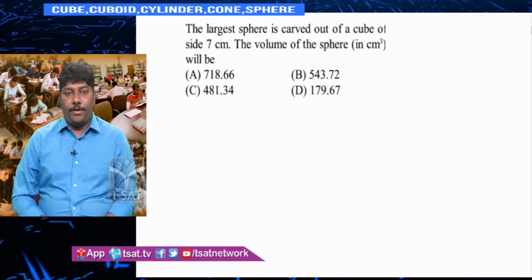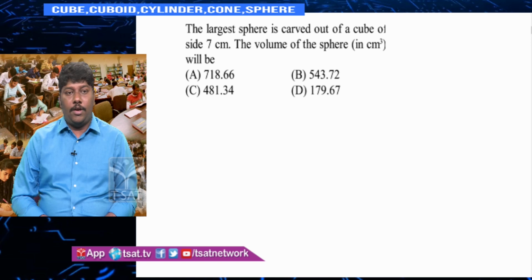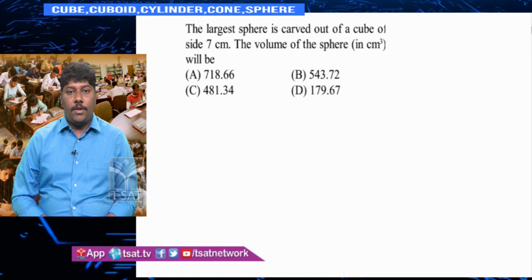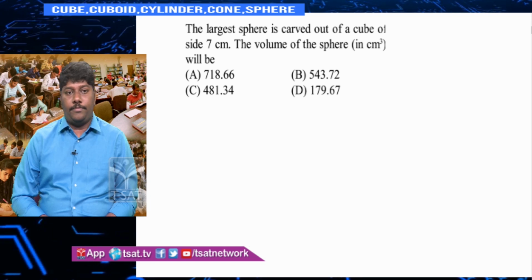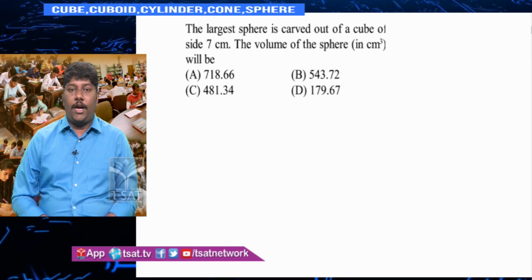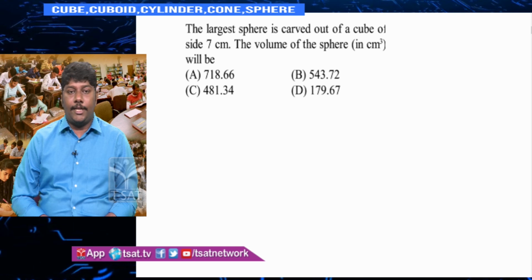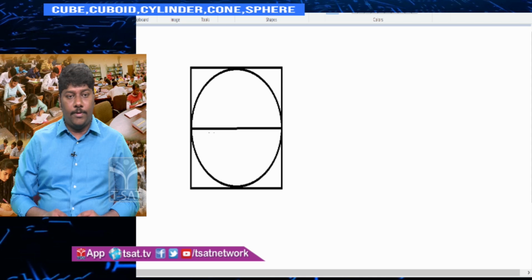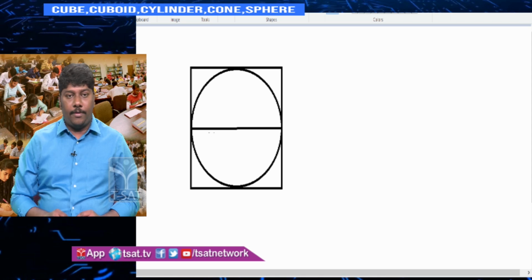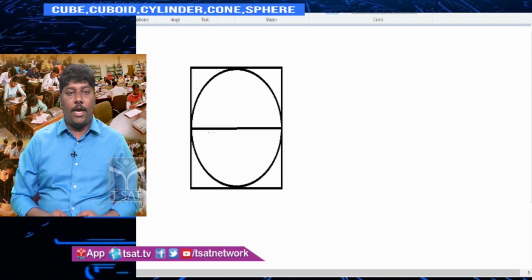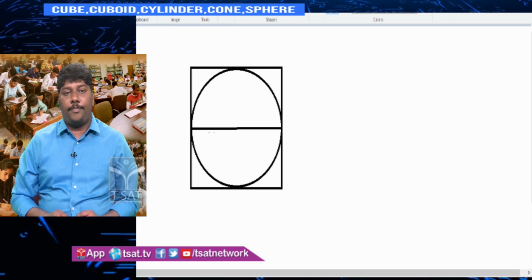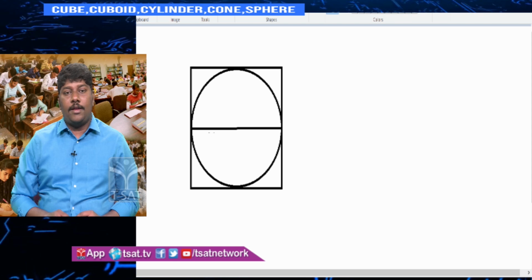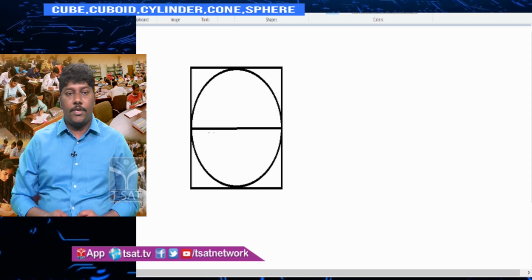The largest sphere is carved out of a cube of side 7 centimeter. The volume of the sphere in centimeter cube will be? I have taken a cube, front view is a square, and I'm just carving out the largest sphere possible out of the cube. The front view looks like this. It is like a circle inscribed in a square.